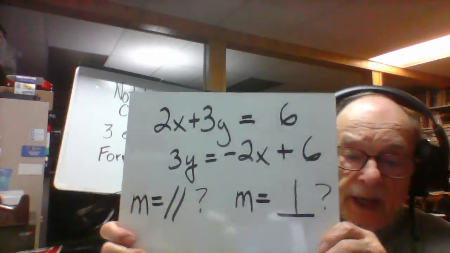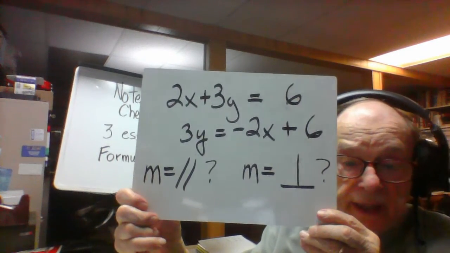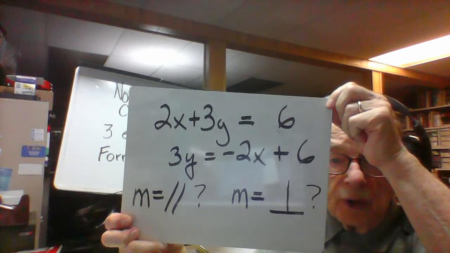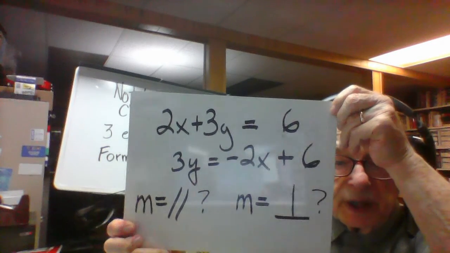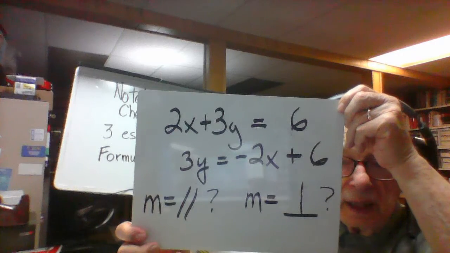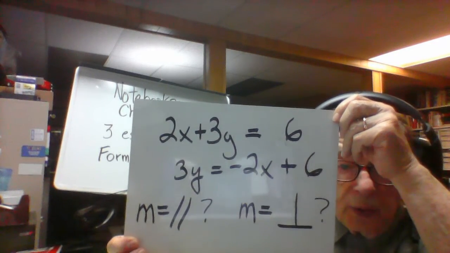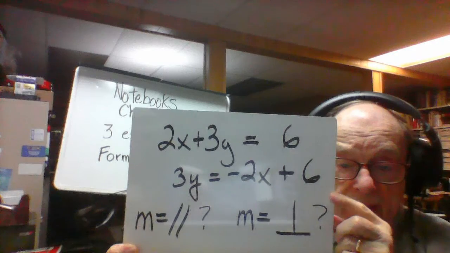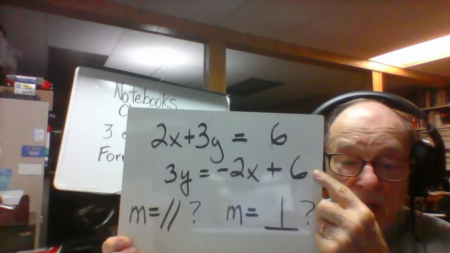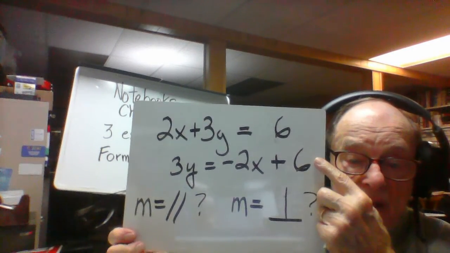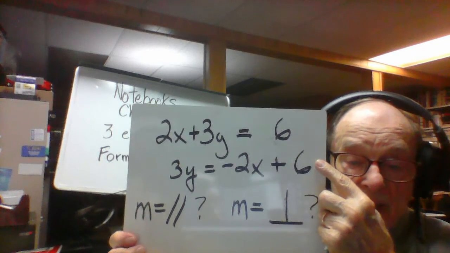Another one that you might ask, and I had these prepared ahead of time, is what is the form that this top equation is in? And that would be standard form. And if I solve for y, what would be the slope of this second line here?